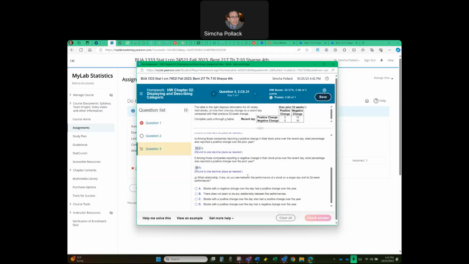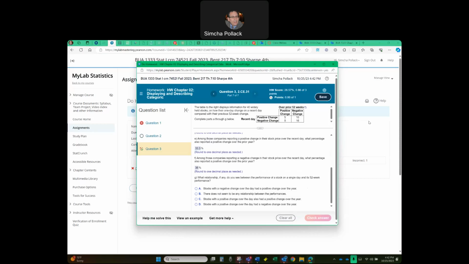Now comes the hard one. What relationship? Now, again, this is hard to explain without introducing the formula from Chapter 5, but it's really the best way to do it. The way you understand if two variables are related, namely, does the recent day change have an impact on the prior 52-week change? Well, let's figure out the probability of just one of them, namely 52-week positive change, which we said was 5 plus 9, which is 14 divided by 40, which was 35%.